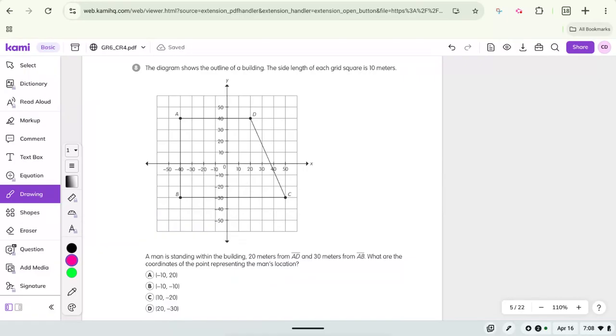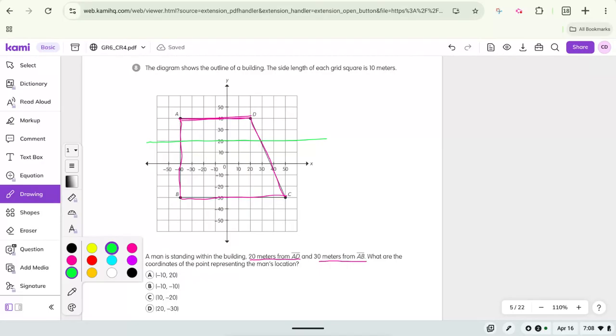All right, so these are walls of a building, and the man is inside this building. So he's at some point inside here. If he's standing inside the building and he is 20 meters from segment AD, so here AD is at 40, so 20 meters away would be here. So he's standing somewhere along that segment. He's also 30 meters from AB.